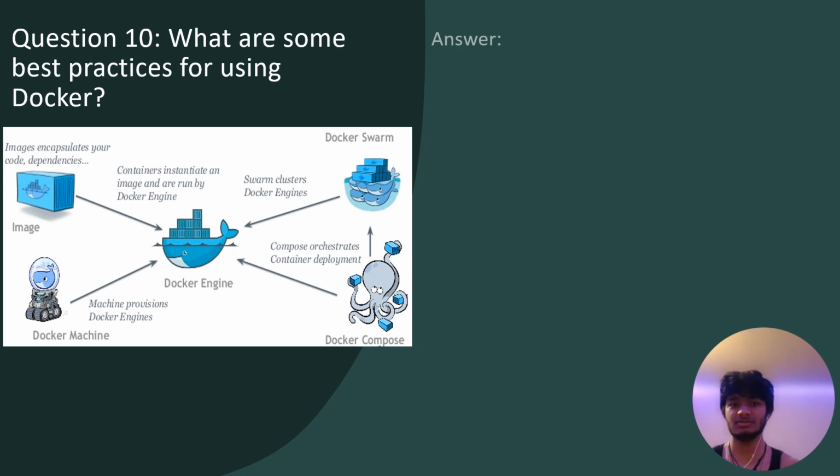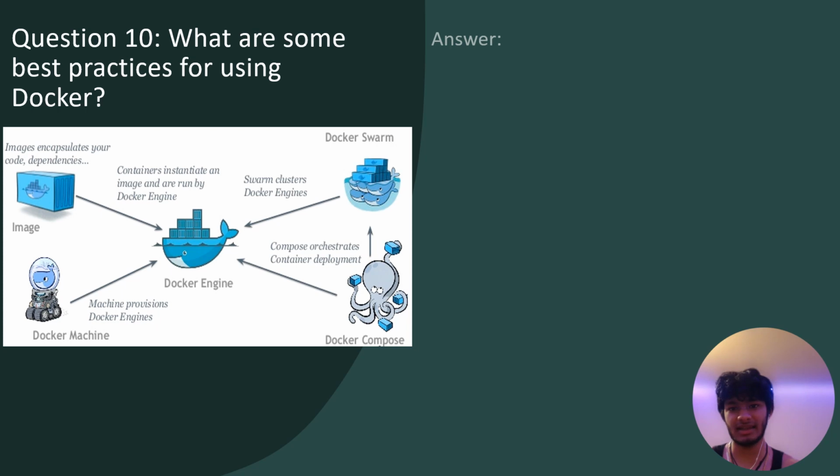Number two, using Docker Compose to manage complex applications. Docker Compose is a tool for defining and running multi-container Docker applications. It allows you to define complex applications with multiple services, networks, and volumes in a single YAML file, making it easier to manage and scale applications. Docker Compose simplifies the process of defining, building, and running multi-container applications, making it a best practice for managing complex Docker deployments.